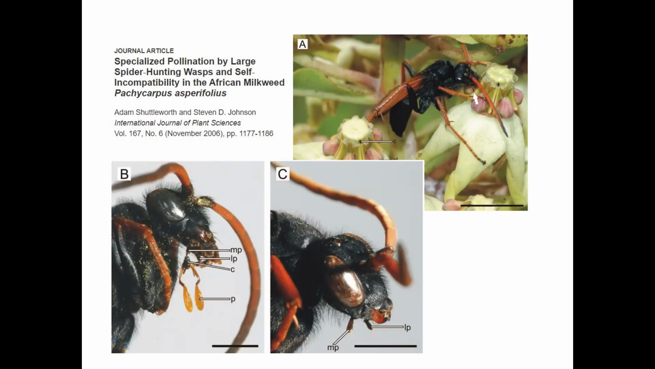And when they do, you can see in the bottom picture, the pollinaria gets stuck kind of under their mouth. And then as they move from plant to plant, they will then deposit those pollinaria. And so this is kind of a rare circumstance where a wasp is the definitive pollinator for the plant.